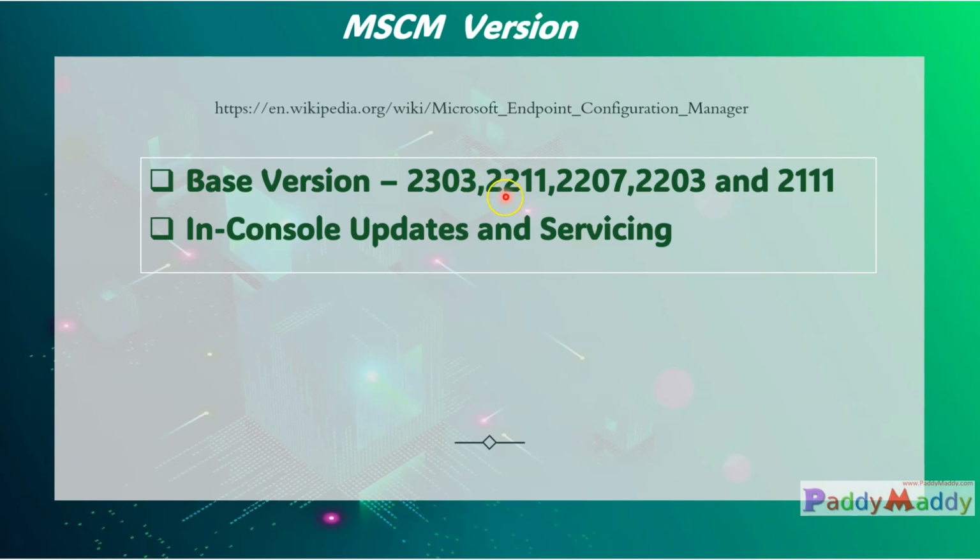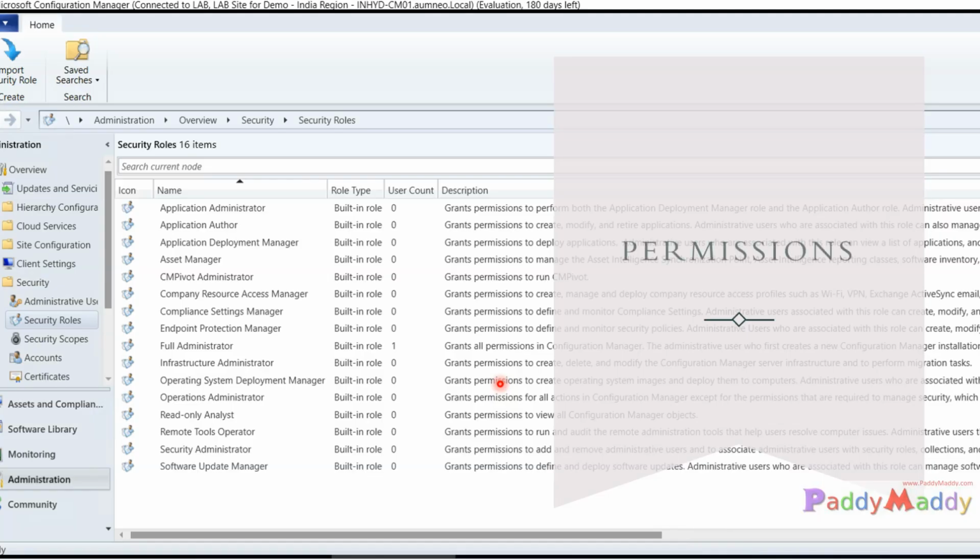Out of that, they would come up with one of the versions as a base version. In between, if you want to upgrade, for example, you installed 2111 and you want to upgrade to 2203, you have to update from the console. Within the console you have an option to update it. The Configuration Manager specific latest updates, security patches, all of that will be available within the console, and you just right-click and get the update. That's also something we're going to cover. So that being said, let's first understand what we are going to configure.